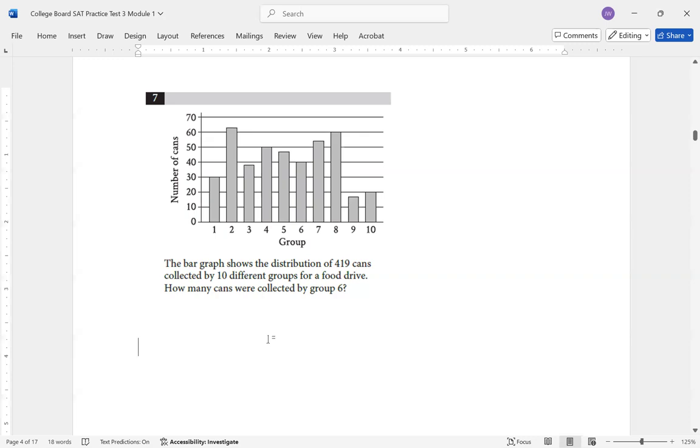And therefore, group 6 collected 40 cans. And so the answer to this is just 40. It says how many cans were collected by group 6? That's 40. That's question 7.